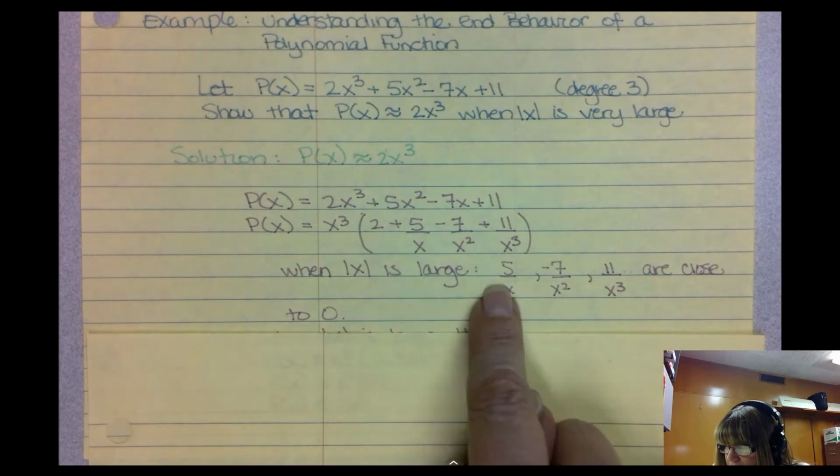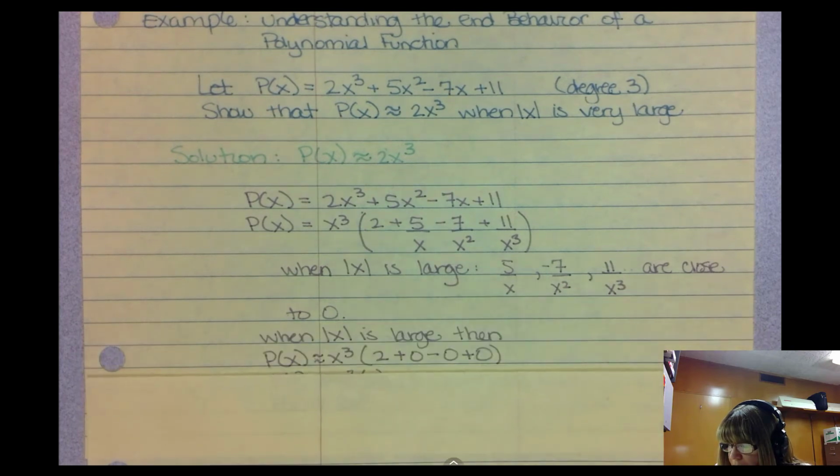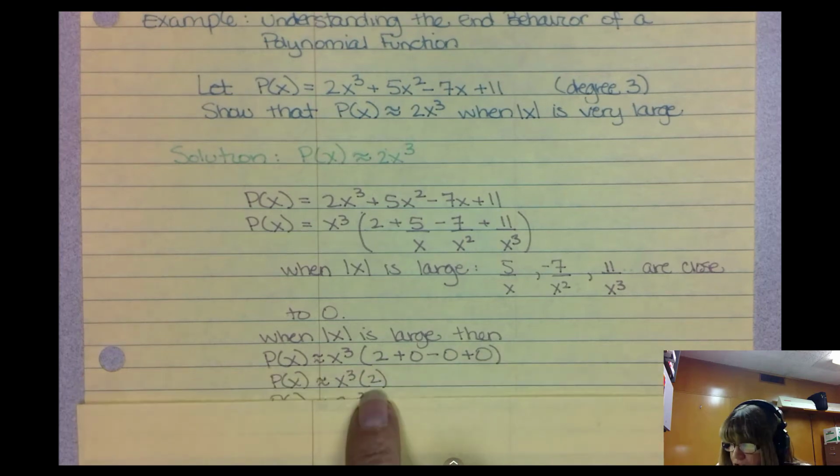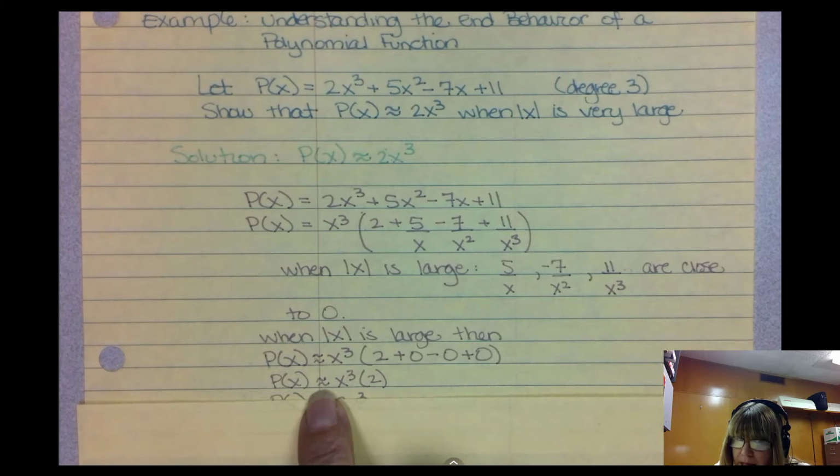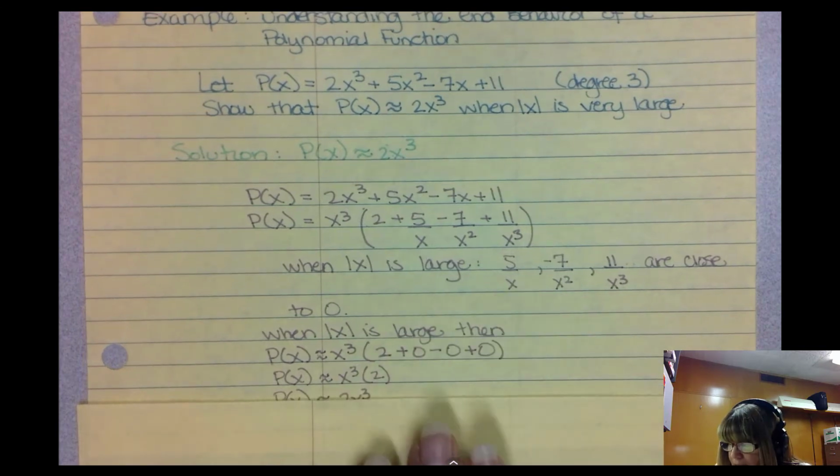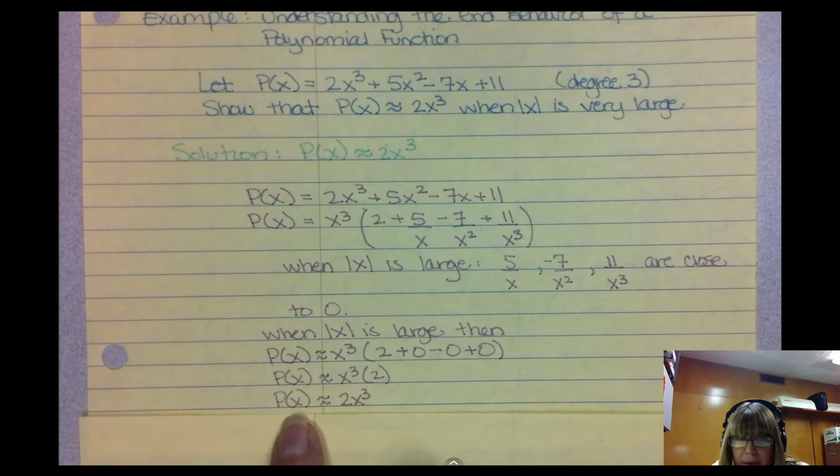So if these values are close to 0, then we really get 2 plus 0 minus 0 plus 0, which is just 2 times x cubed. Remember, it is approximately that. It's not exactly 0, but really close to those zeros. And therefore, my p of x is approximately 2x cubed. Okay? And I have shown that p of x is approximately 2x cubed.